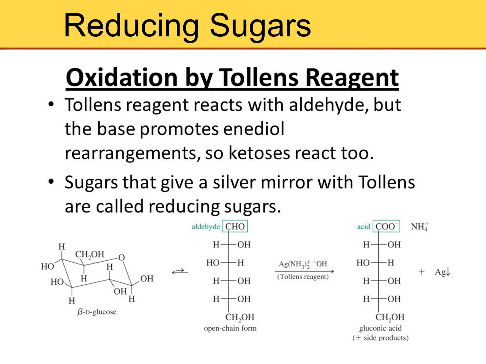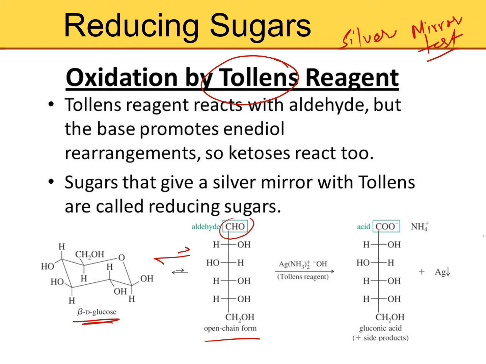Okay. So another test of reducing sugar is by a different reagent, and this reagent is called Tollens reagent. Tollens reagent is also called the silver mirror test. Those of you who have taken organic know the silver mirror test, where you have an aldehyde. Primarily the sugar is formed in the ring state, but there is a small equilibrium to reach the open chain.